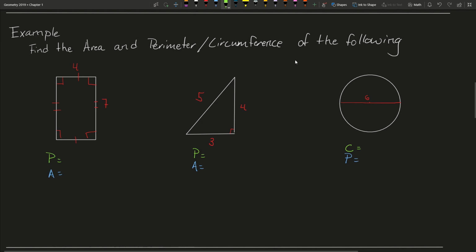For this first figure on the left, our sides are 7 and 4. To find the perimeter, we do 2 times the length, which is 7, plus 2 times the width, which is 4. So 2 times 7 is 14, 2 times 4 is 8, so our perimeter is 22. To find the area, we multiply the length times the width. So we multiply 7 times 4, which is 28.